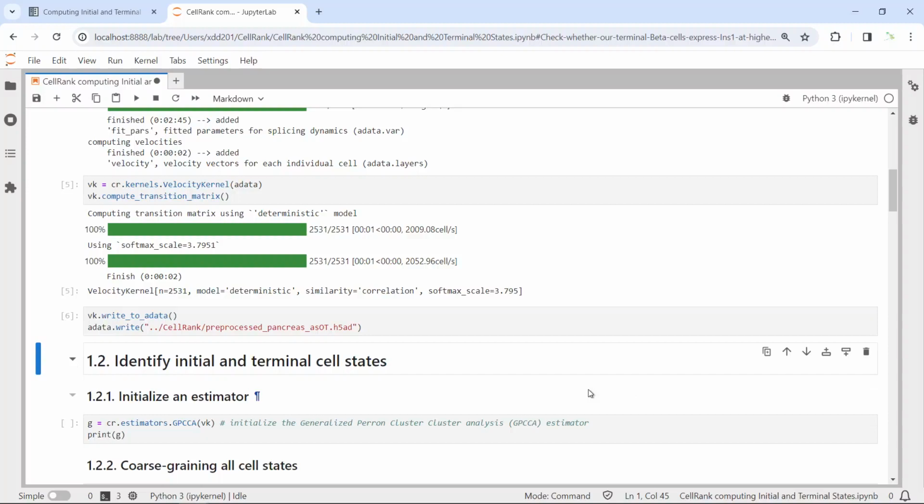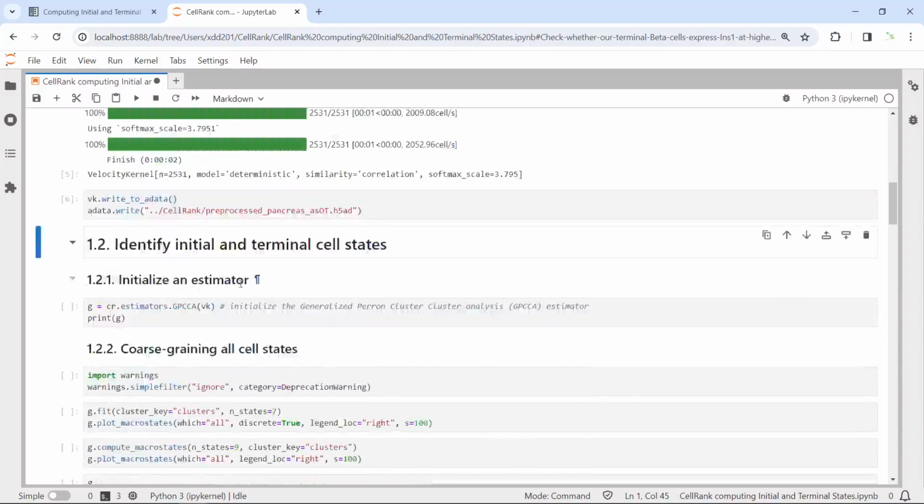So now we are ready to initialize the estimator. The estimator uses the GPCCA method. It stands for Generalized Perron Cluster Cluster Analysis. We can initialize the estimator and also have a look at the estimator.